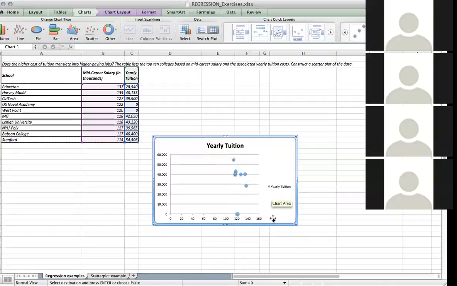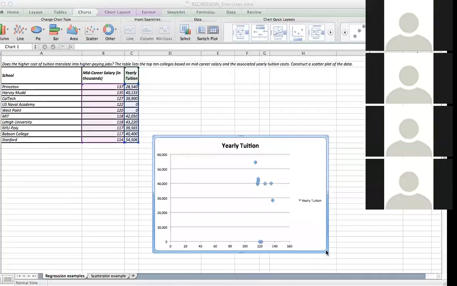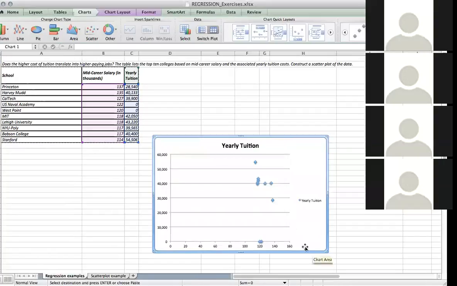What would you guys say? Is this linear or not? Not linear. Why would you say not linear if you drew a line through these points?